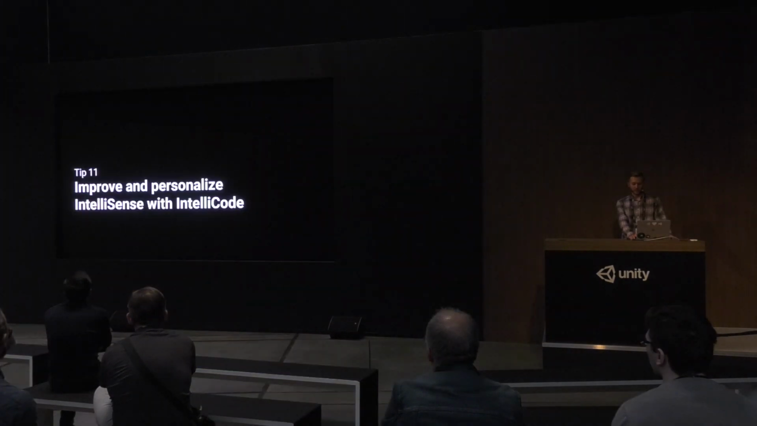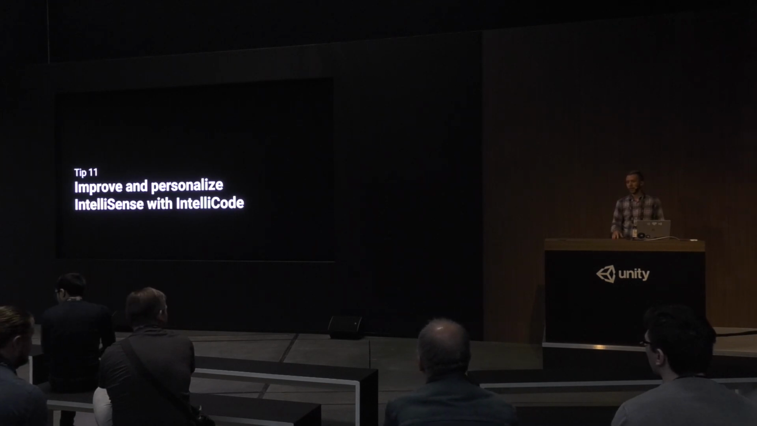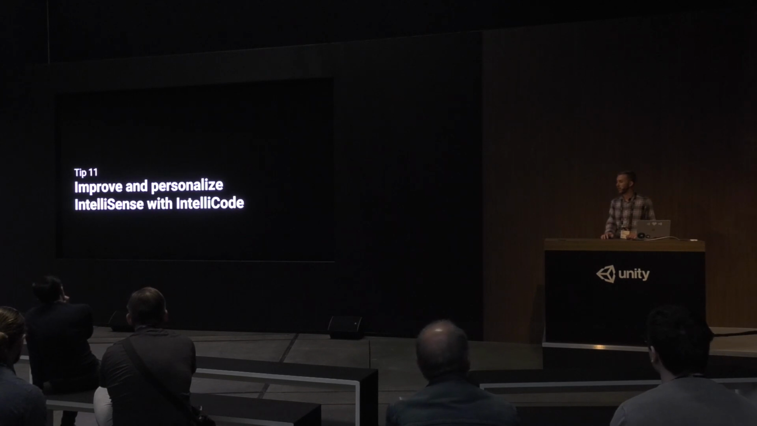So tip 11 is about IntelliCode. IntelliCode is our AI-powered and machine learning model for improving IntelliSense. IntelliSense is probably one of the main reasons that you would use an IDE, and the main feature I hear that developers like about using an IDE. So you want to make it better.